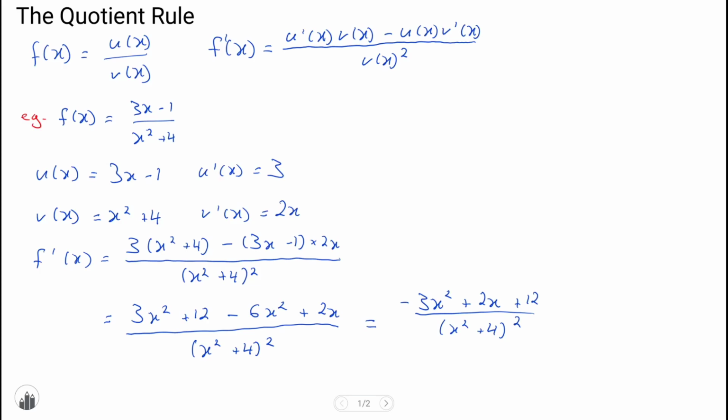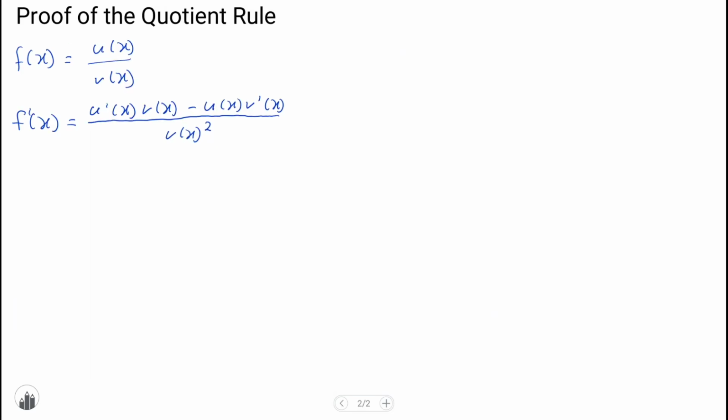In the last video, we looked at an example of the quotient rule. I showed you how the formula works. In this video, we're actually going to prove the quotient rule formula. So let's open up a new page here. You can see I've already written down the formulas over here. So we're going to prove now that the derivative of this is actually all of this stuff over here.